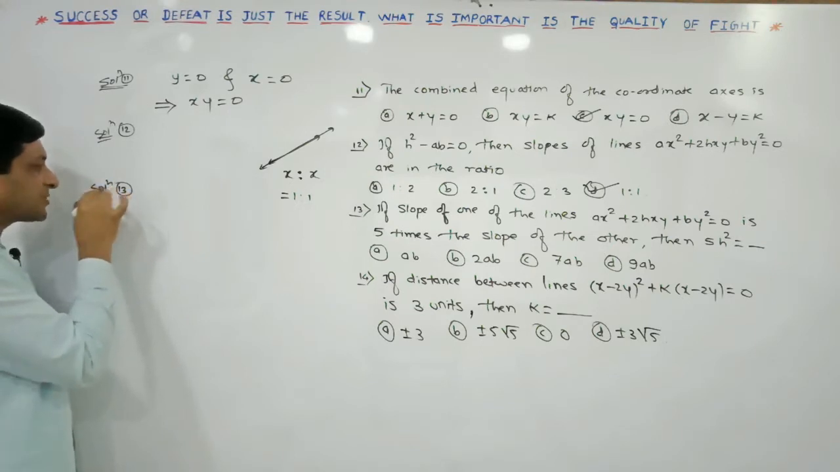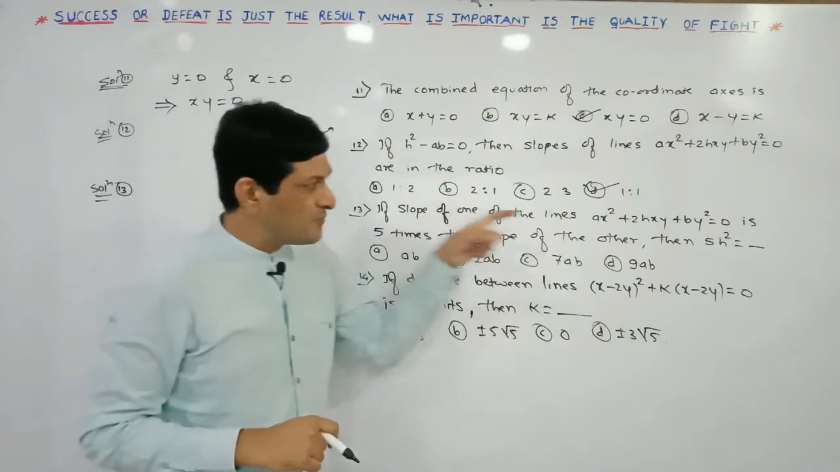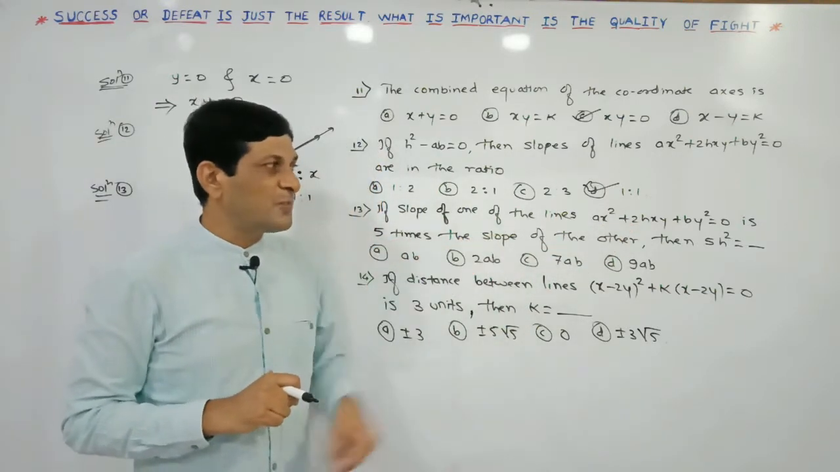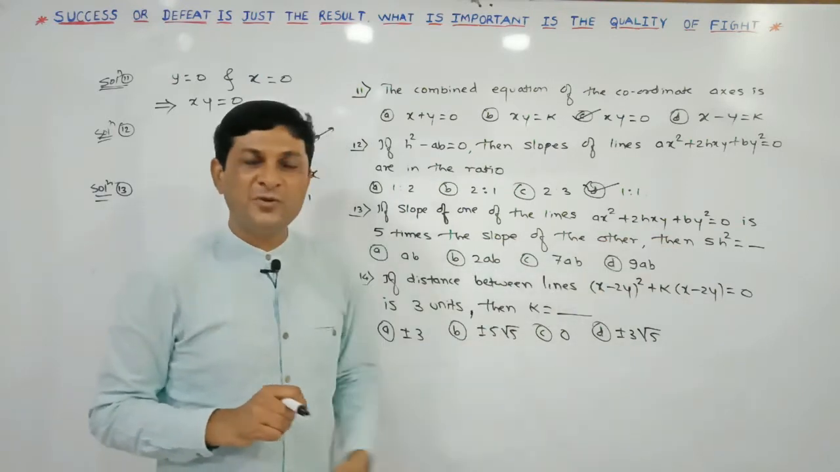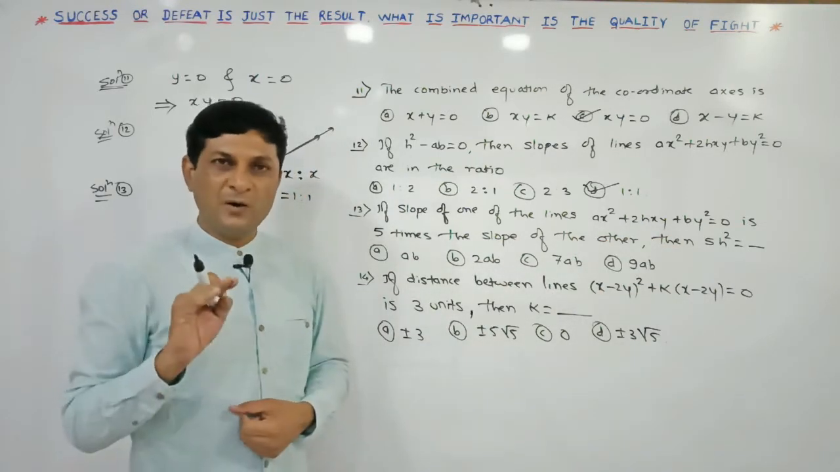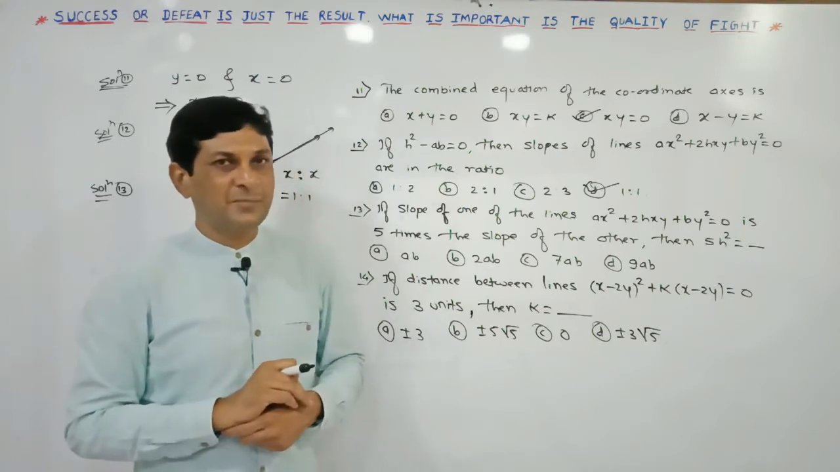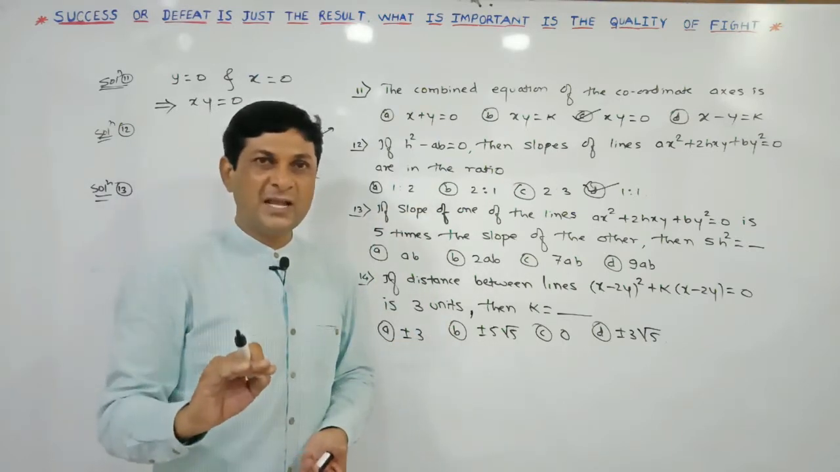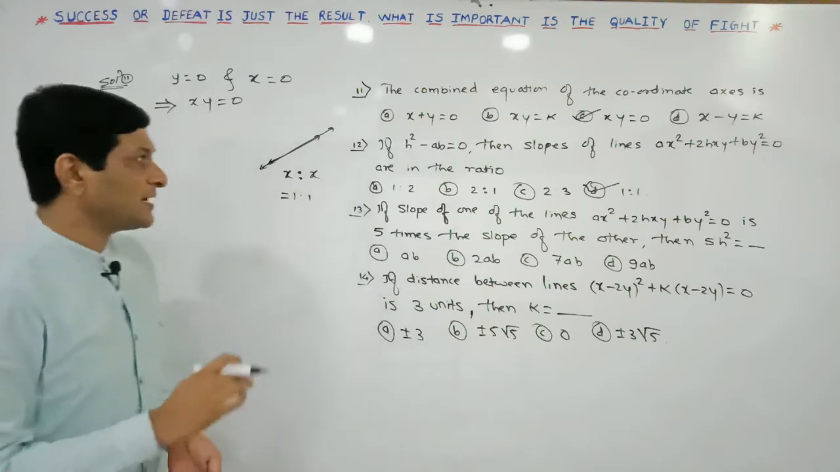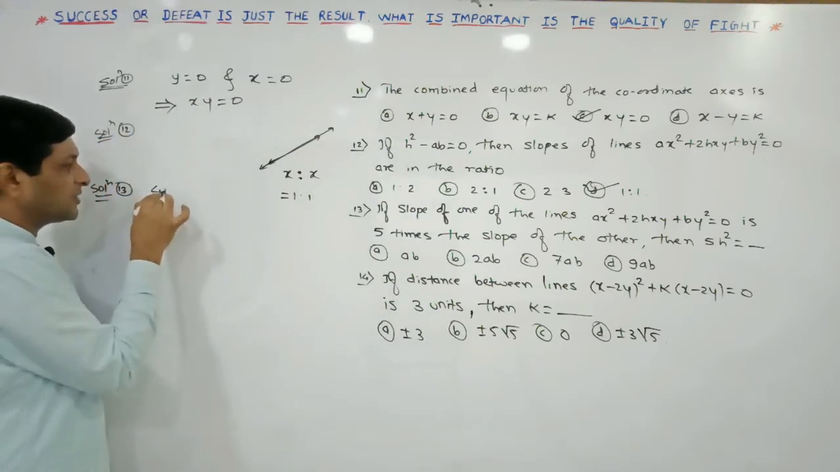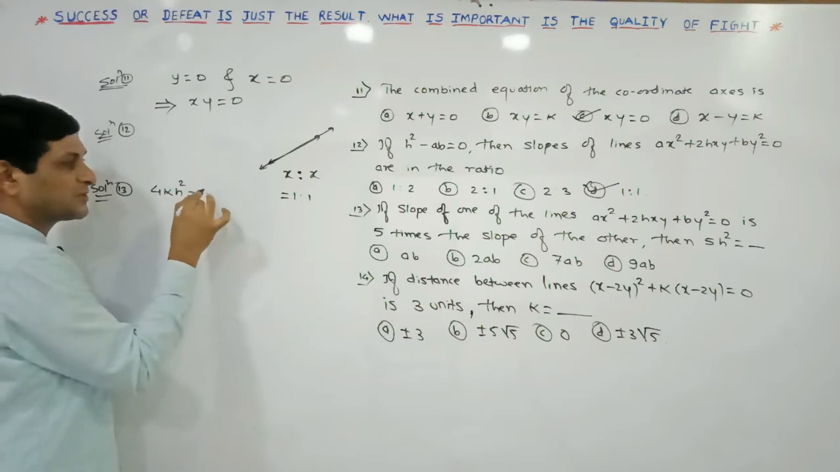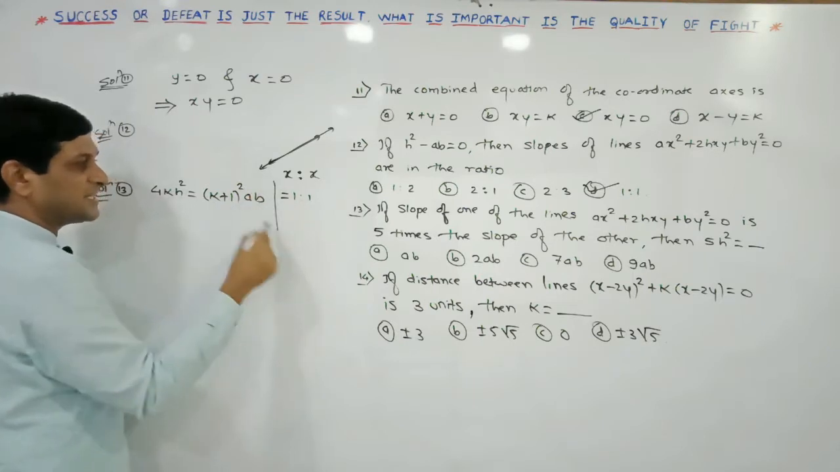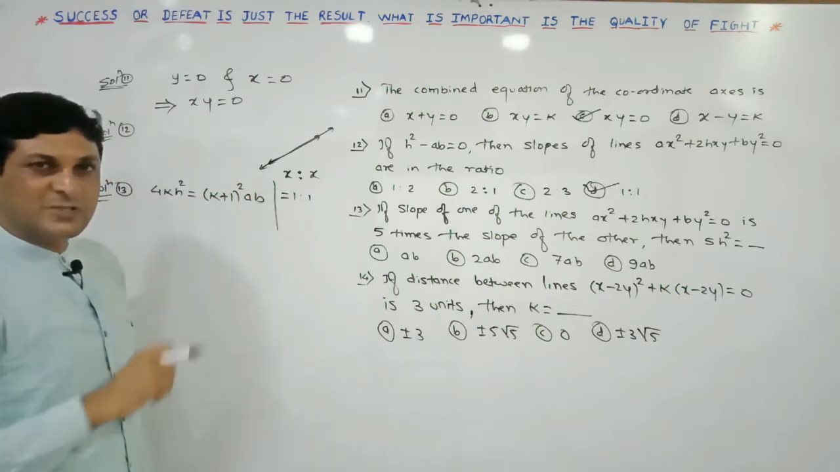In this example, first observe the given condition. The slope of one of the lines represented by this homogeneous equation is 5 times the slope of the other line. Using that we have to find the value of 5h². We have already seen one very important condition in example number 6, in the same question number 1, that if the slope of one line is k times the slope of the other line, at that time which condition is satisfied? That 4kh² = (k + 1)² ab, when the slope of one of the lines is k times the slope of the other line.